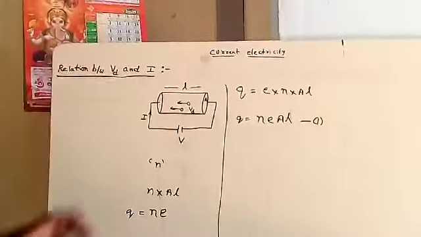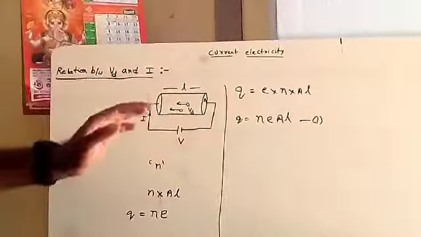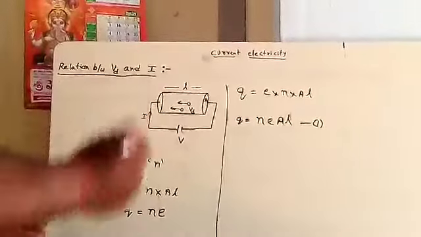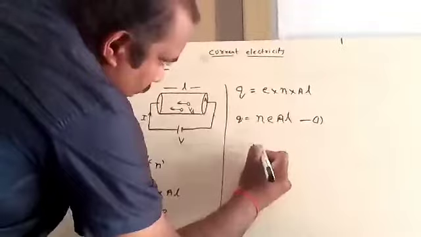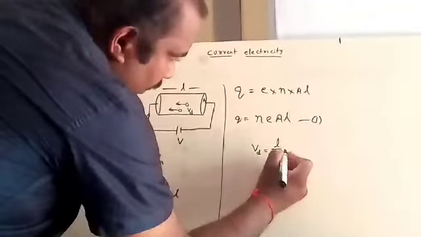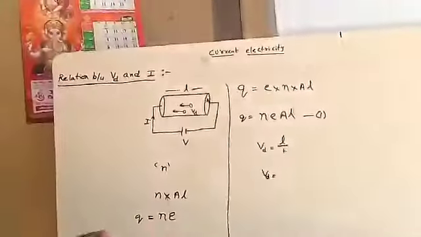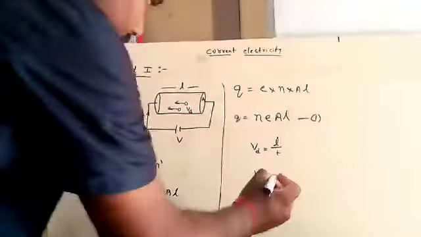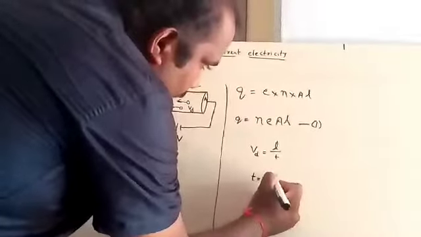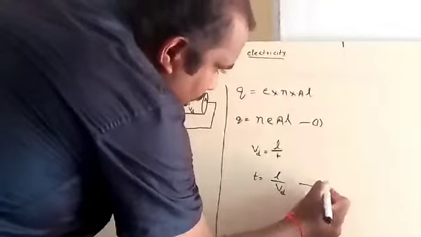Now, here L is the length, and all the free electrons are moving with a certain velocity Vd. Now, how much time does it take for these free electrons to cross this length? That we have to know. We already know one simple relation: velocity is equal to distance by time. Or the same relation I can write as time is equal to distance by velocity. This I am taking as equation 2.